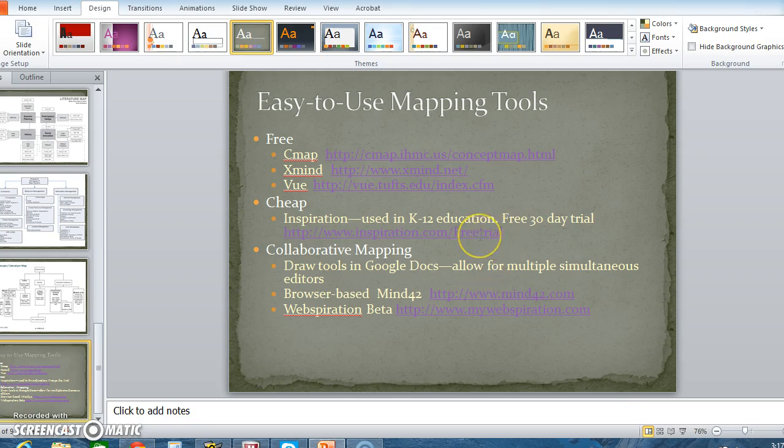And then there's some collaborative mapping platforms that you can use. There's drawing tools in Google Documents. There's a browser-based Mind42, which allows for kind of a drawing component, and then also Webspiration Beta, which is another platform that you could use, and also is collaborative, so other people could kind of go in and look at it and make adjustments or so forth.